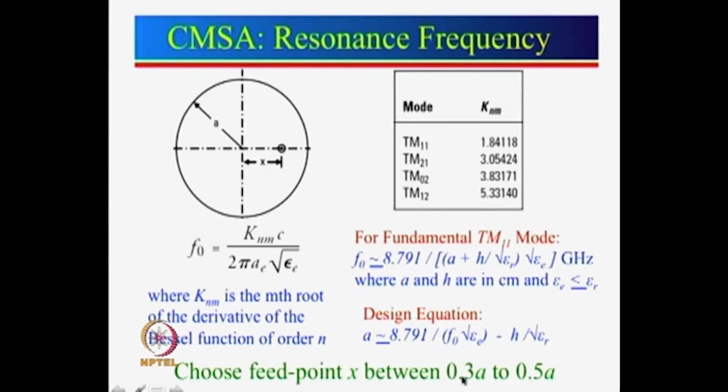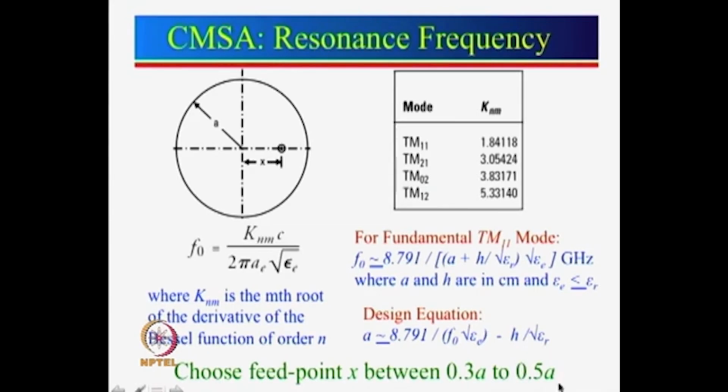So as a starting point, we are giving you a good guess, which is that X can be 0.3A to about 0.5A. For narrow band CMSA, which is circular microstrip antenna, you can start with 0.3A, and generally for broadband CMSA we can choose 0.5A as a starting point.